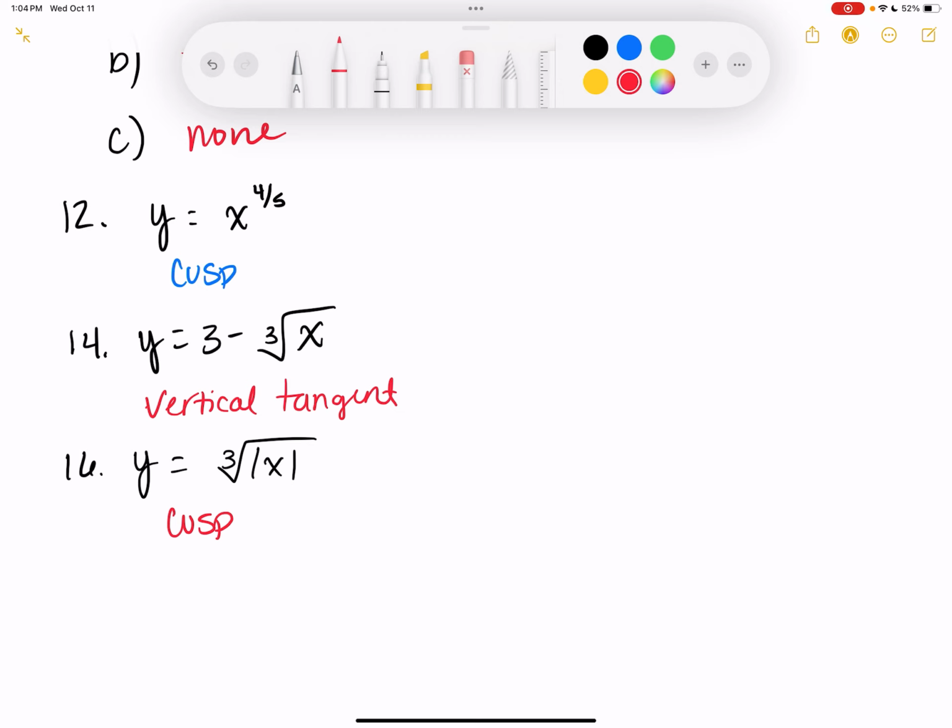Really? Oh my gosh. Now, aside from that, we could also have looked at the descriptions of what we gave for each one and probably have figured out that that was not going to be either a corner or a vertical tangent. But when you can have the graph, why not?